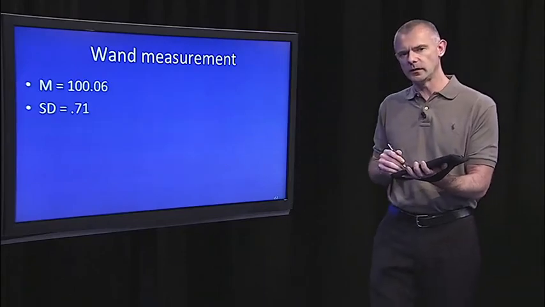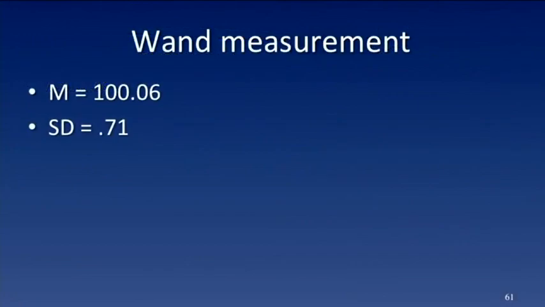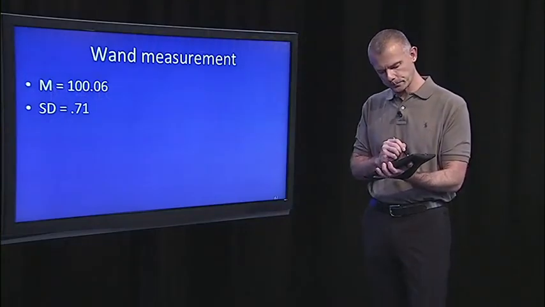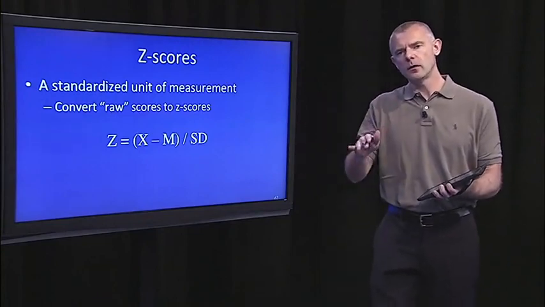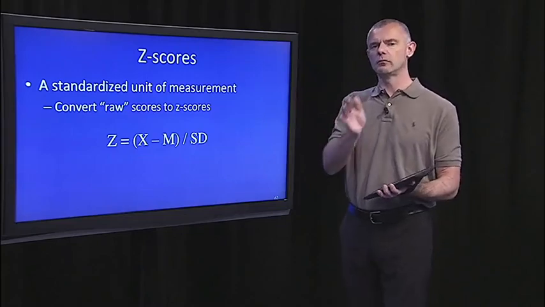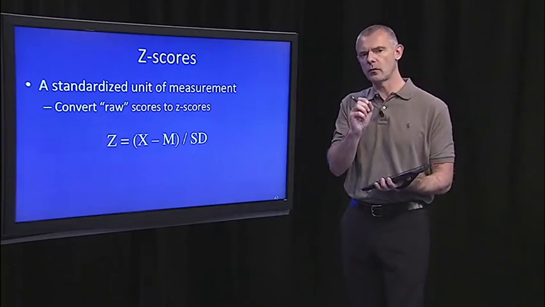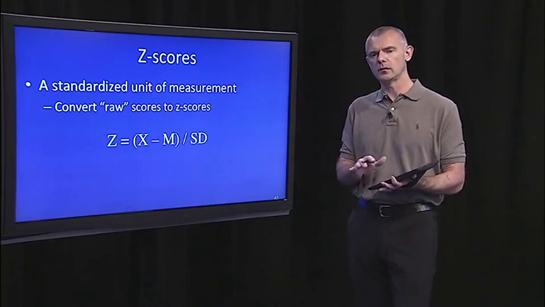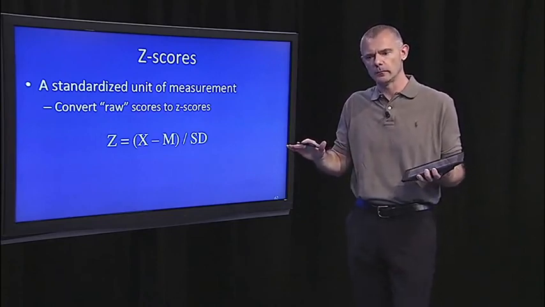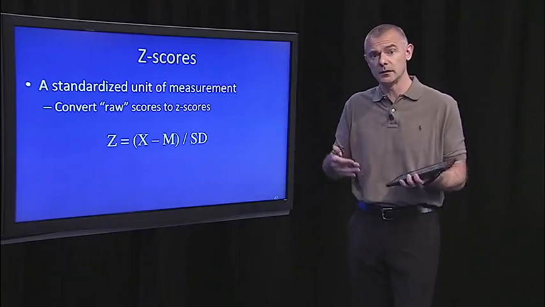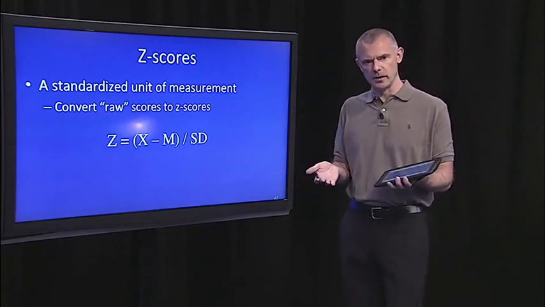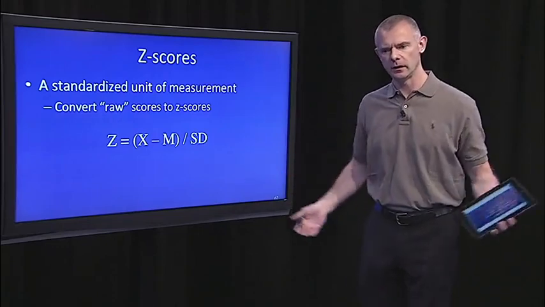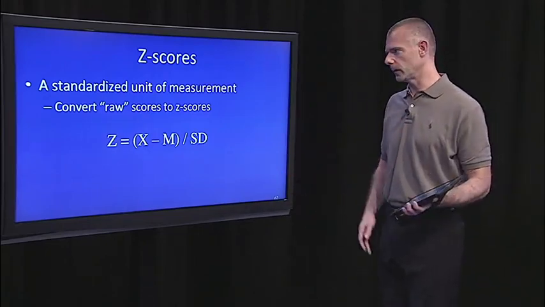So there are the descriptive statistics or summary statistics. The mean is 100.06, standard deviation of about 0.71. The point of this is we can convert those scores, and I'll refer to those as raw scores. We can convert those raw scores to z-scores. And z-scores are a standardized unit of measurement. So if we have things converted into z-scores, then everybody has an idea of what the values mean. So it's like converting into a universal metric.